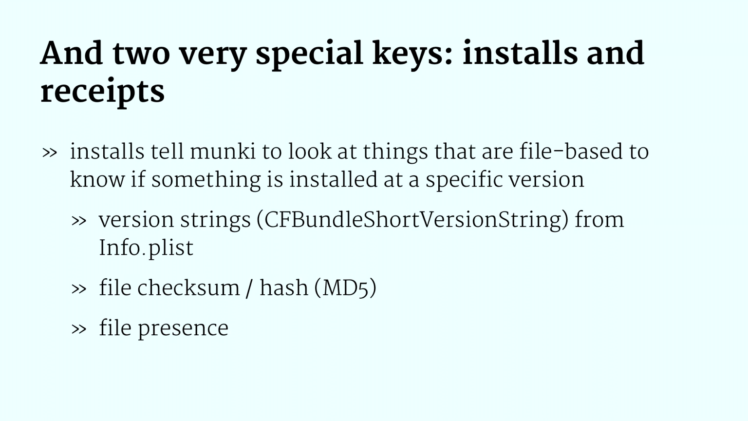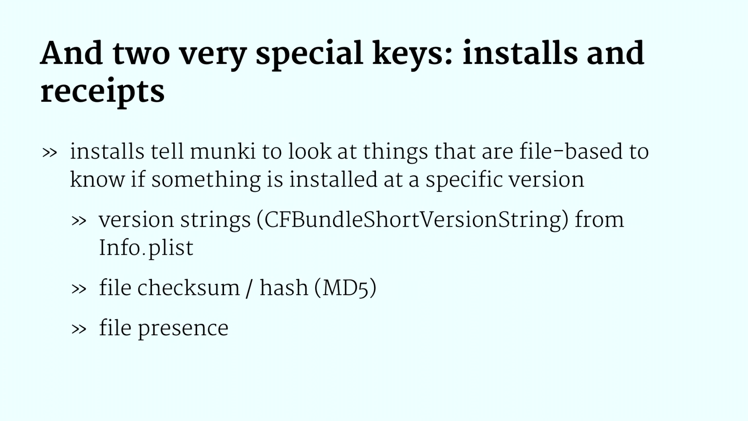Most of it's the CF bundle short version string. If you ever right-click on an application and you see the contents, and then there's like resources and macOS and a bunch of different stuff, there's a file in there called info.plist, and that's going to give a bundle ID and a version string and a developer string and a copyright string and all these different little things, and that's what Finder is usually reading when it's giving you that quick look preview to tell you all the information about it. It's looking at that info.plist. So Munki can do that too.